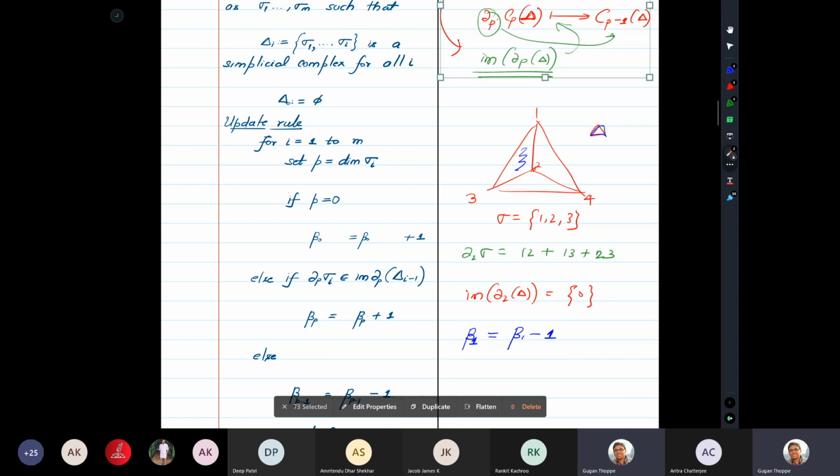So can one of you tell me what you think must be the Betti number of this simplicial complex? How many holes do you see here? If I gave you this simplicial complex with 4 vertices and 6 edges, what do you think Betti 1 should be? There is one hole here, one hole here, one hole here, and maybe one hole here as well, right? So what do you think your answer should be?